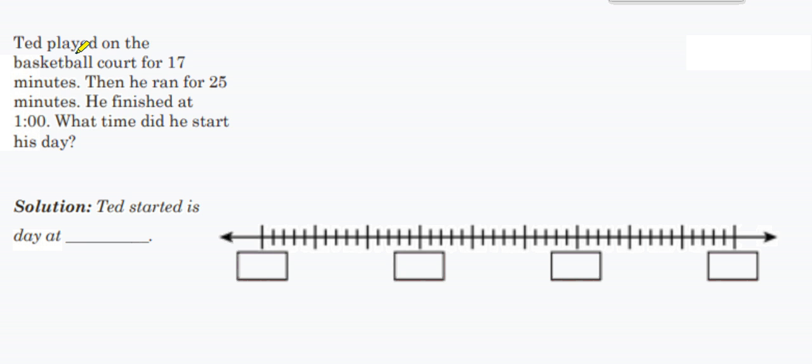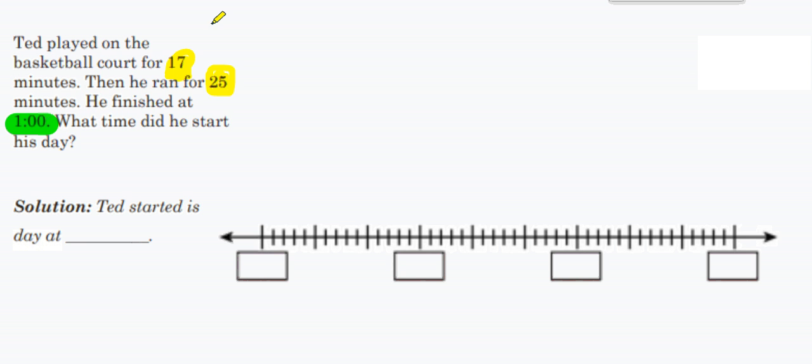Ted played on the basketball court for 17 minutes. Then he ran for 25 minutes. He finished at 1 p.m. I mean, at 1. He doesn't say p.m. or a.m. He finished at 1. What time did he start his day?